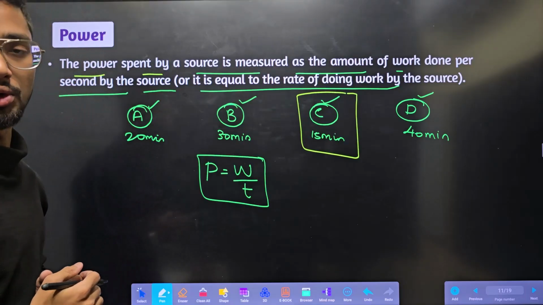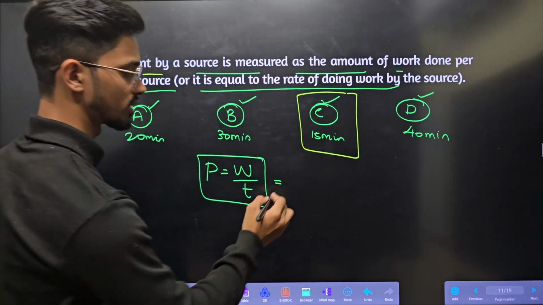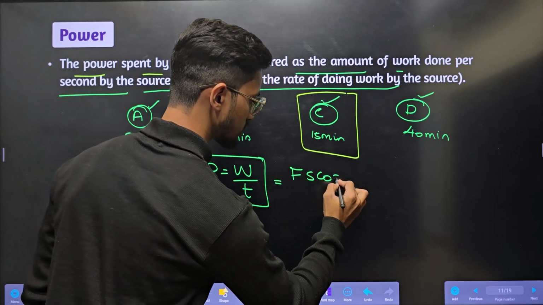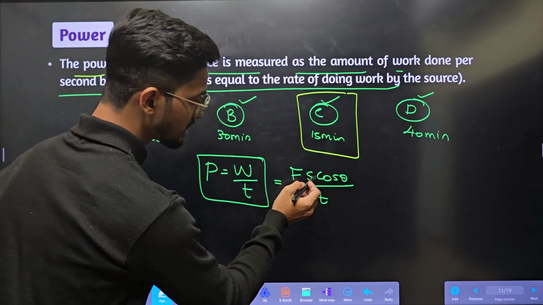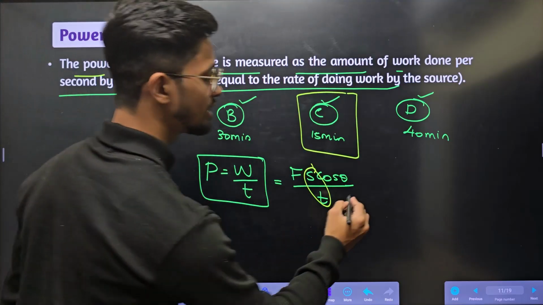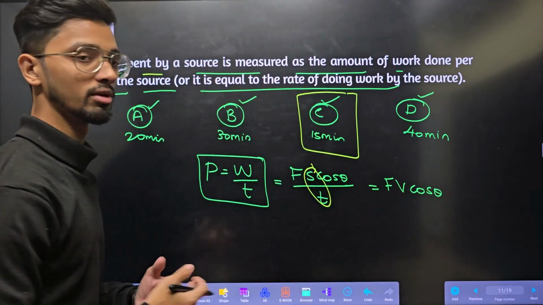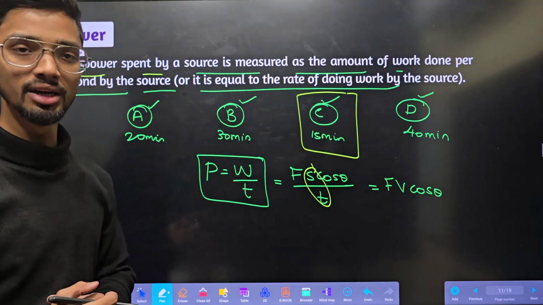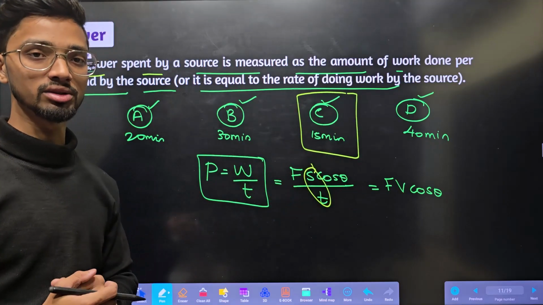Work done per unit time. Okay. So we have learned work. What is work? Work is Fs cos theta, divided by time t. Displacement by time, what will that be? Displacement by time is velocity. So we can write it as Fv cos theta as well. It will be another formula for power: work done by time, or we can say Fv cos theta.